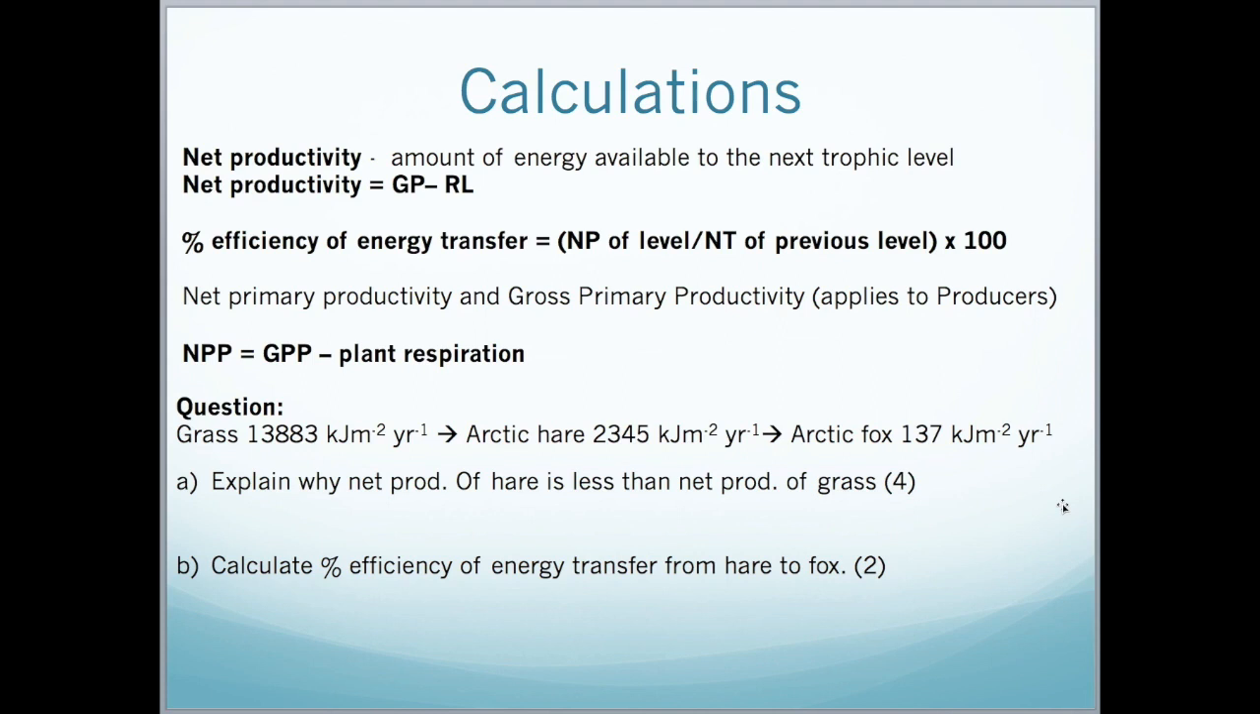And B is asking us to calculate the percentage efficiency of energy transfer from the hare to the fox. So the last two stages here. So the efficiency of energy transfer, how do we calculate that? We take the net productivity of the last level, which is 137. We divide that by the net productivity of the previous level, which is 2,345, and then we multiply that by 100, and we get 5.8%. So the efficiency of energy transfer is 5.8.